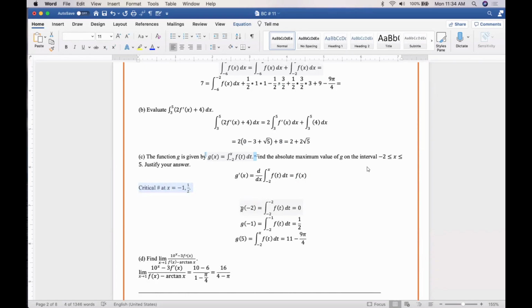Next, I evaluate my function at the beginning, negative 2. By the way, here's your function. When you put negative 2 for x, that's when you evaluate it.